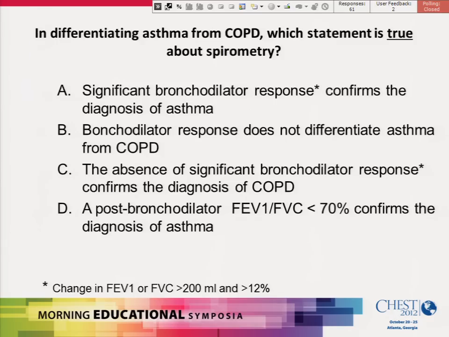Okay, next. In differentiating asthma from COPD, which statement is true about spirometry? Significant bronchodilator response confirms diagnosis of asthma. Bronchodilator response does not differentiate asthma from COPD. The absence of significant bronchodilator response confirms diagnosis of COPD. A post-bronchodilator FEV1/FVC less than 70% confirms the diagnosis of asthma.